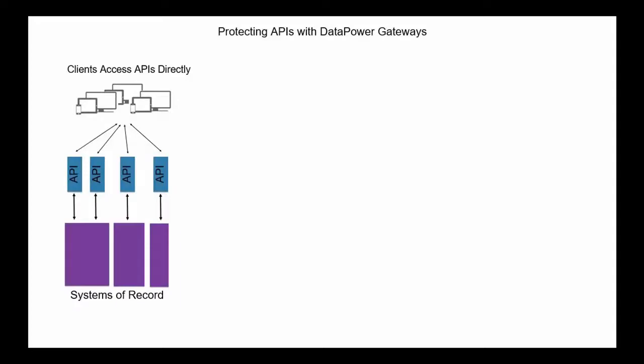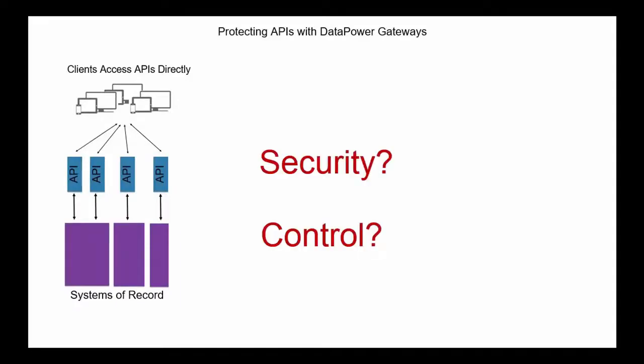Protecting APIs with DataPower gateways. This presentation will show you how to protect your API using a DataPower multi-protocol gateway to provide both basic and advanced API protection. Allowing clients to access your APIs directly may not provide the kind of security and control you need for your API business.